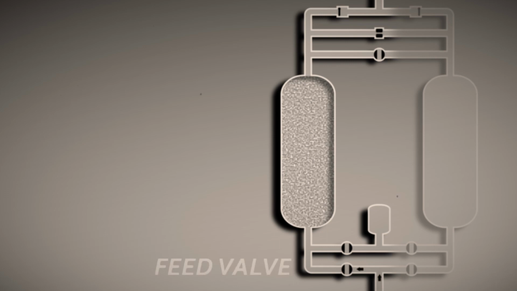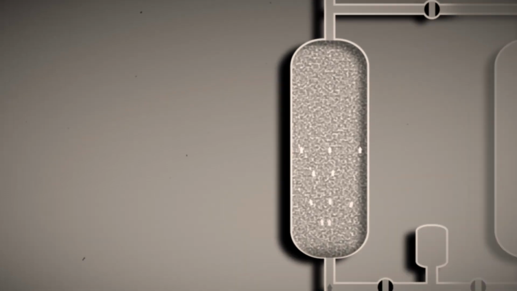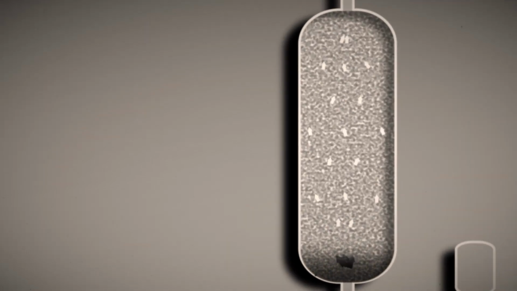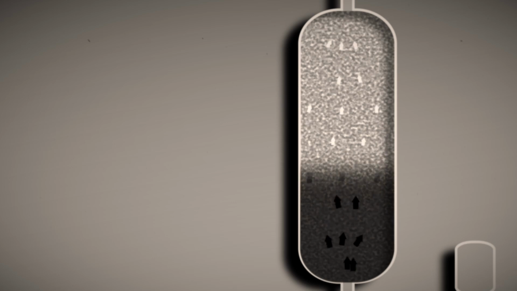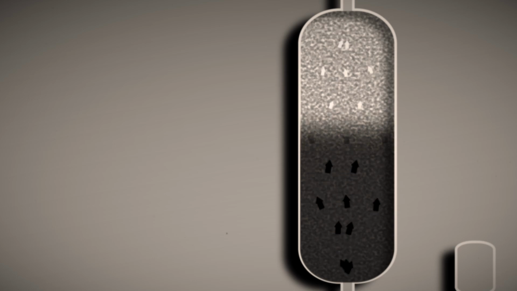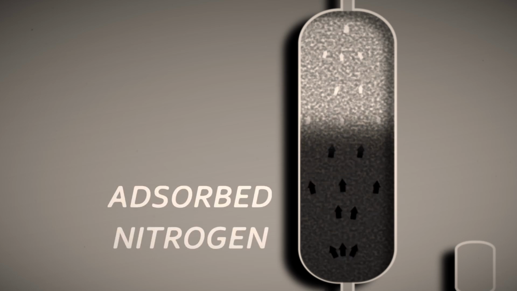Air from the inlet passes through the feed valve, entering the bottom of the sieve bed. As air flows through the zeolite, the nitrogen molecules stick to the surface of the zeolite, while oxygen and other trace gases pass through. The zeolite, however, can only trap so much nitrogen, so as more air flows through the sieve bed, the zeolite will start to become saturated with nitrogen. Notice the dark region at the bottom of the sieve bed.